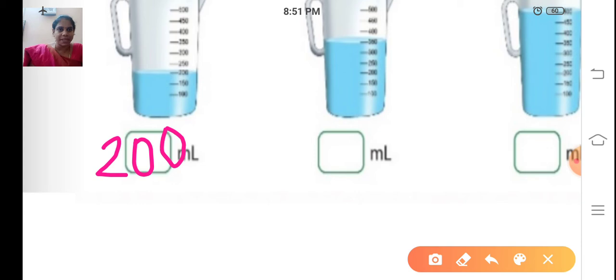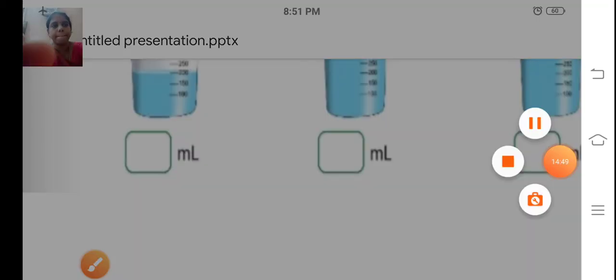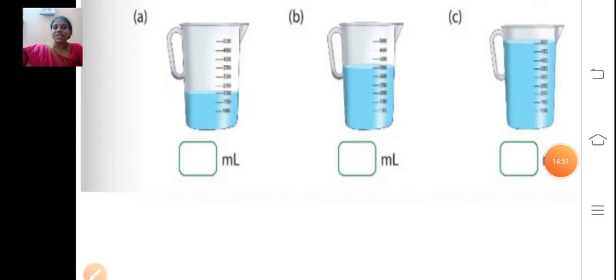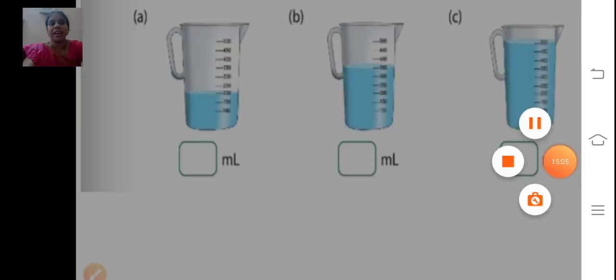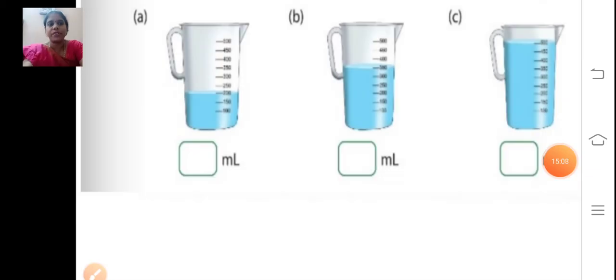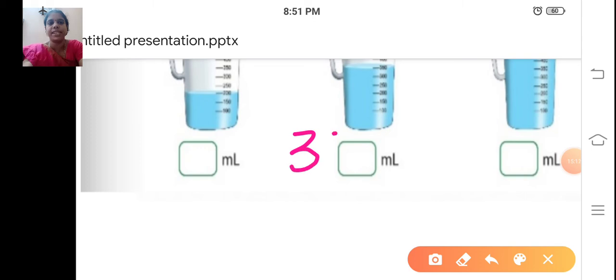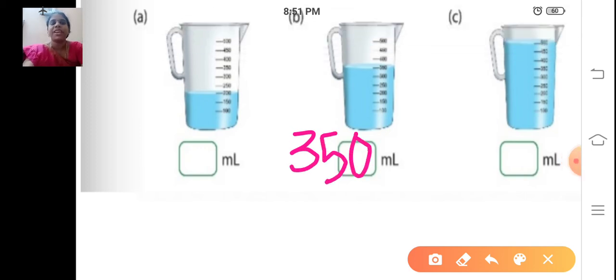Second one, just see the picture and tell me how much it is. Now second one, B, how much is the jar holding? You can see and tell me. Just see where the marking is. Yes, 350 ml, isn't it? It is holding 350 milliliters of water.